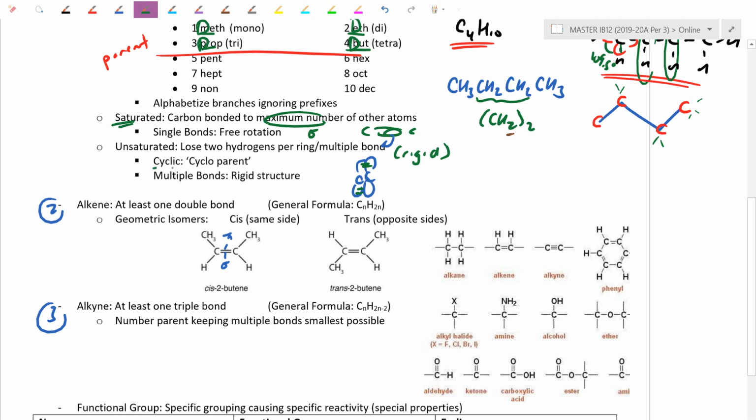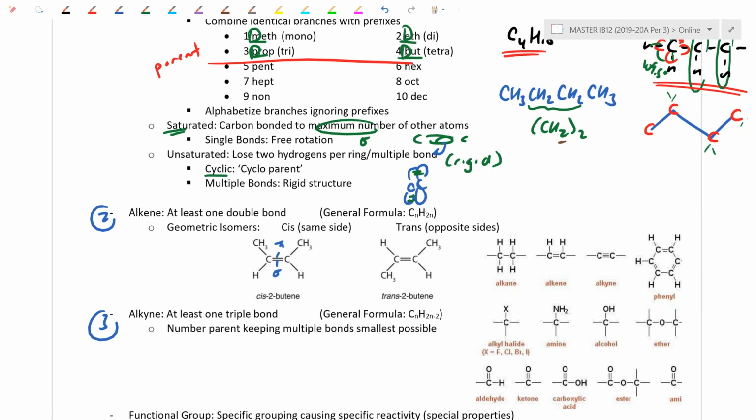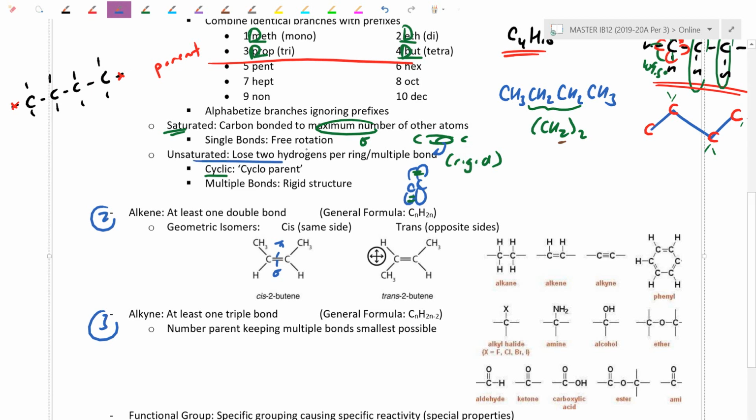We can get cyclo of all these compounds here. Careful, cyclo are not structural isomers of the regular parents. So we just did butane earlier. Butane was C4H10. To become a cyclo compound, I had to ditch 2 hydrogens, making me unsaturated. Every time I unsaturate, I lose 2 hydrogens for every ring that I make and every multiple bond.